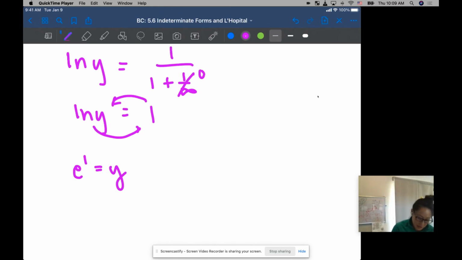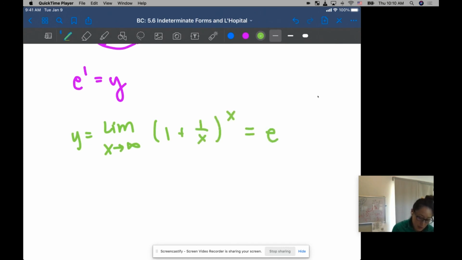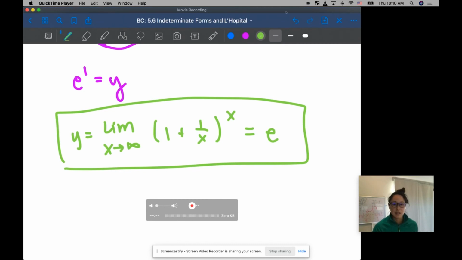E to the 1. So all in all, we started out with y is equal to the limit as x approaches infinity of (1 plus 1 over x) to the x. And we now know that this special limit is equal to e. And this is why we didn't derive this in pre-calculus. Okay, so this is one of those limits you can remember now that we've derived it. Okay, cool.